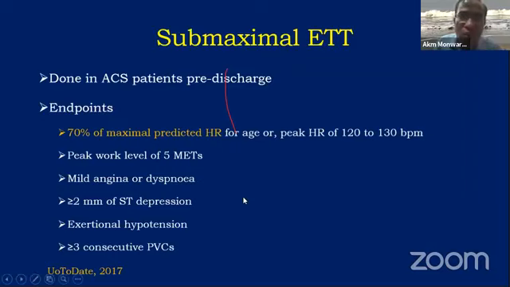The most popular cutoff point for submaximal ETT is 70% of maximal predicted heart rate. Mind it, for optimum target heart rate, this is 85%. And here, the value is set at 70% of maximal predicted heart rate. Certainly, there are other definitions of submaximal ETT. I am not going into those details.